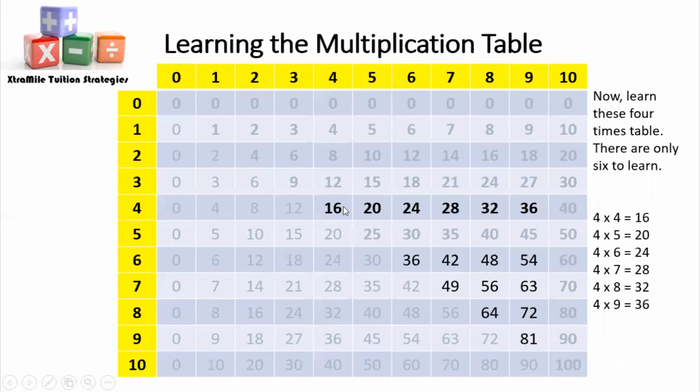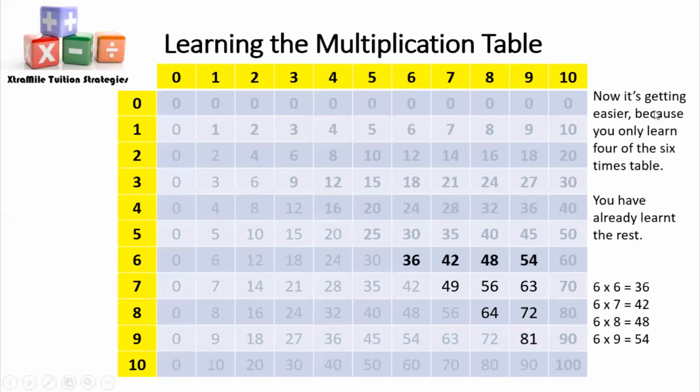Next is the 4 times table. Write these numbers down and learn them. You see, you're getting to learn less each time. It's just the way that we're learning the multiplication table because of the double up method. 4 times table, 4 times 4, 16. 4 times 5, 20. 4 times 6, 24. 4 times 7, 28. 4 times 8, 32. 4 times 9, 36.